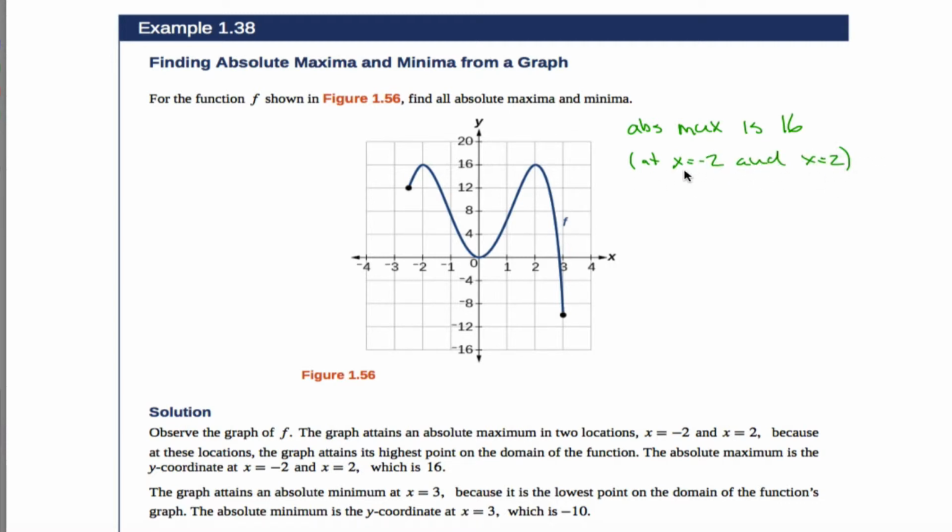But that's just for my own use. The answer to the question would be this 16 right here. The absolute max is 16. It occurs at these 2 points. Absolute max is 16. Absolute min?